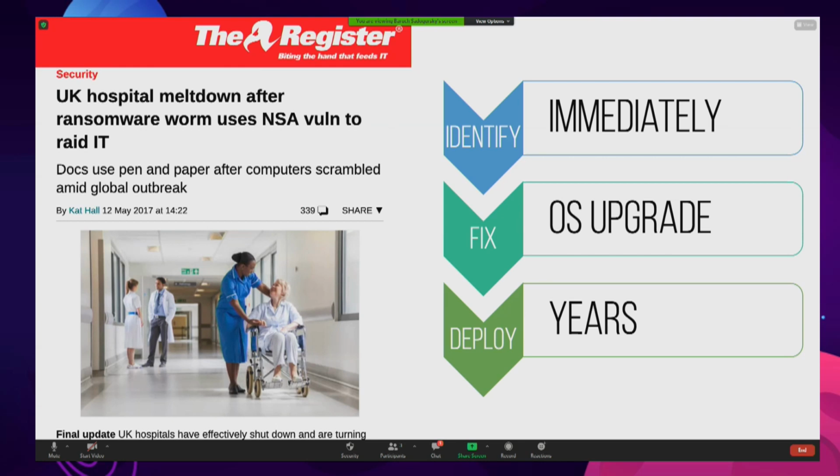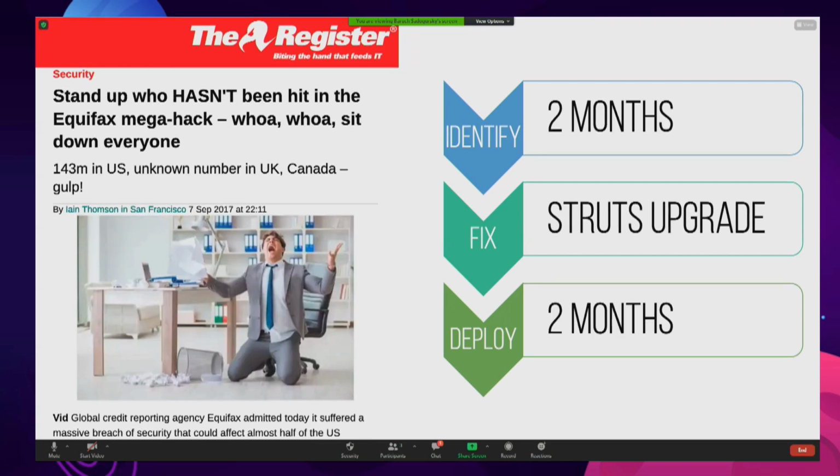They didn't update their dependency, in this example, to the operating system, and that caused very big problems. Another one is obviously Equifax, the story that you might have heard in the United States 3 years ago.